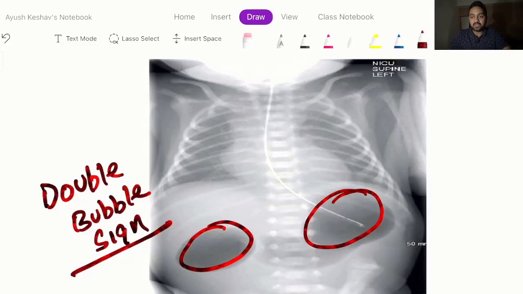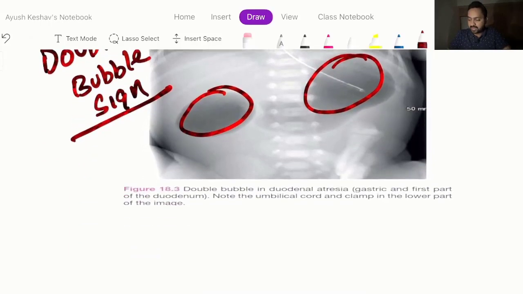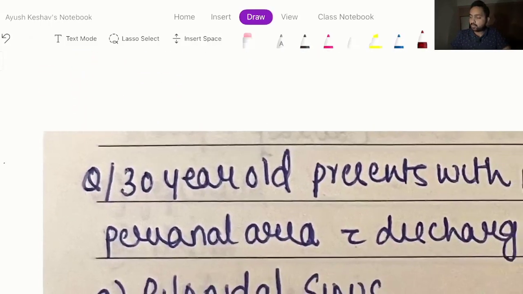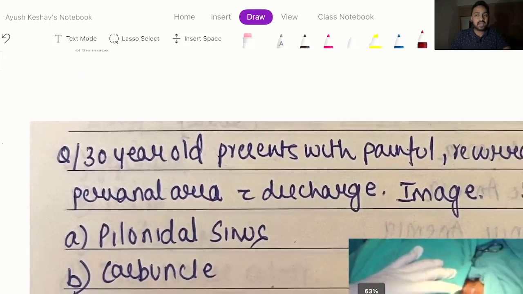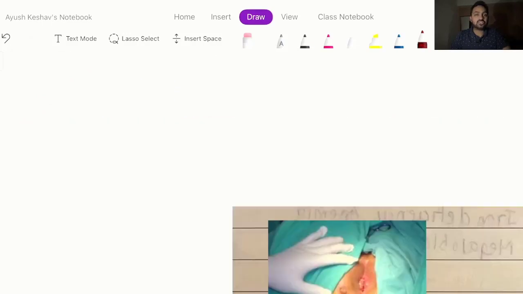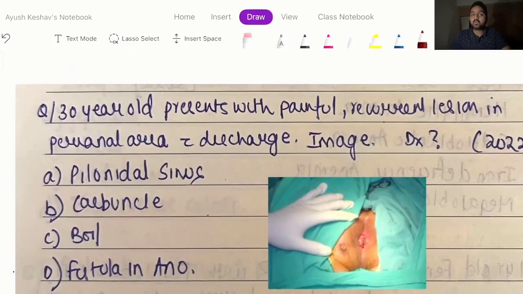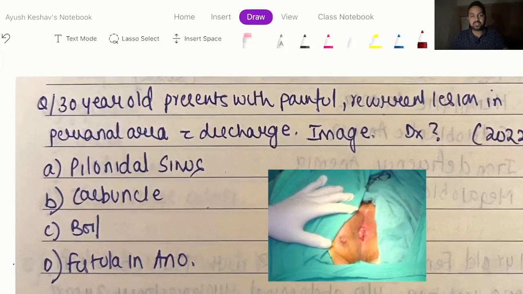So now moving to the next question, we have a 30-year-old who presents with a painful and recurrent lesion in the perianal area with discharge. You have this image which was given, and what is your diagnosis? This was a clear-cut simple case of fistula in ano. Now let's take a look at some of the important points with respect to fistula in ano.